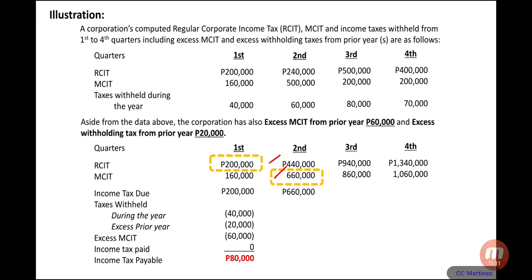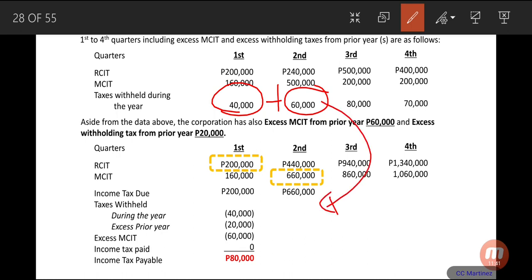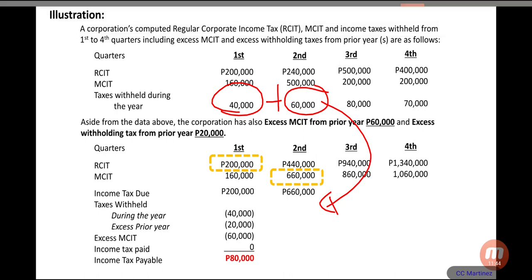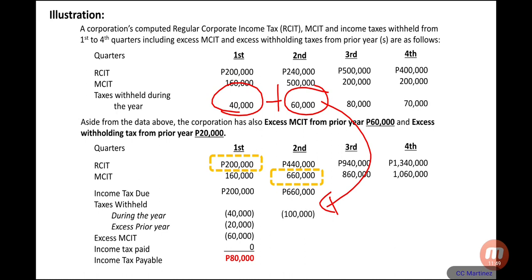So, magkano yung taxes withheld natin during the year? So, again, since cumulative balance yung ginamit natin na RCIT and MCIT, cumulative balance din yung gagamitin natin na taxes withheld during the year. Ibig sabihin, yung 40,000 ng first quarter, i-add natin sa taxes withheld natin ng second quarter, which is yung 60,000, para makuha natin yung taxes withheld natin during the year, which is magkano? 100,000.